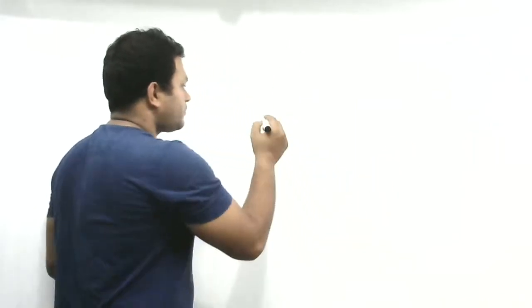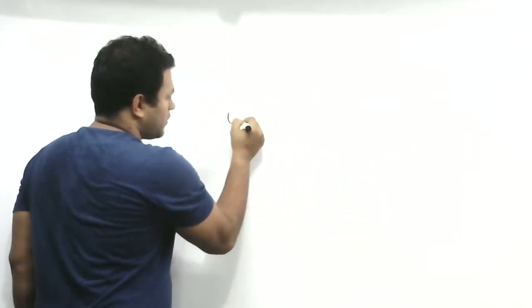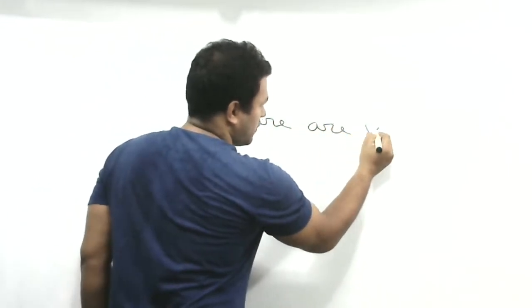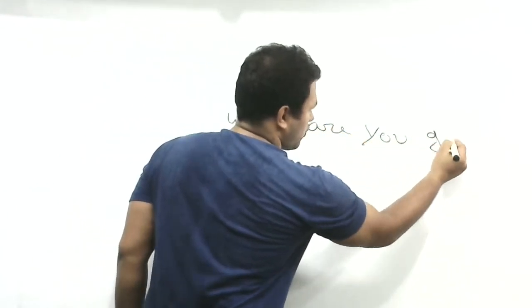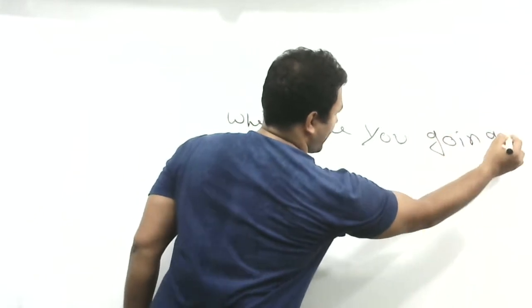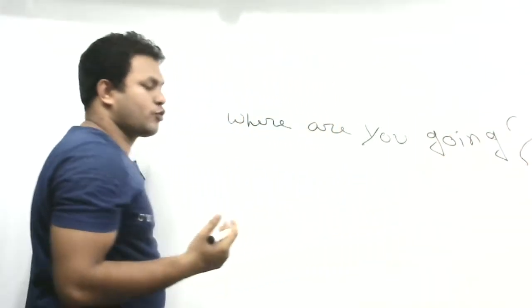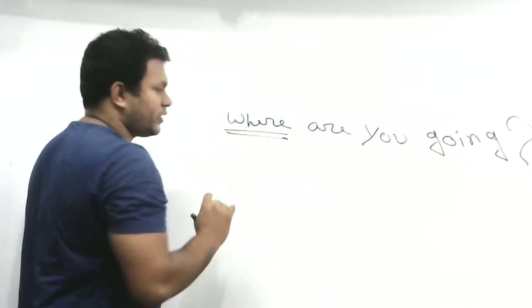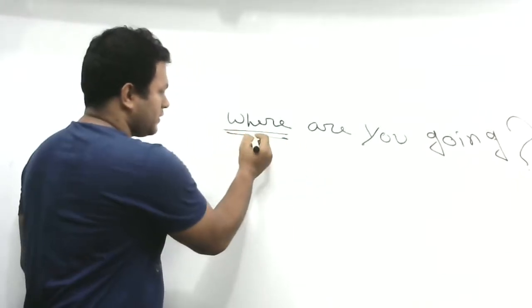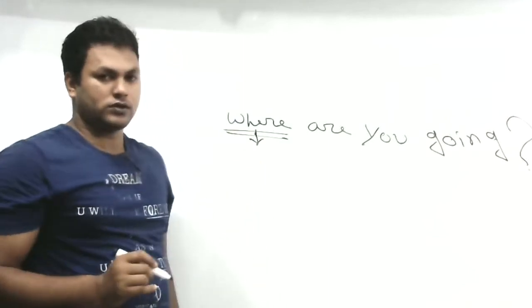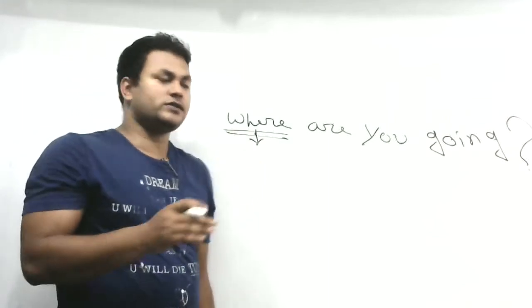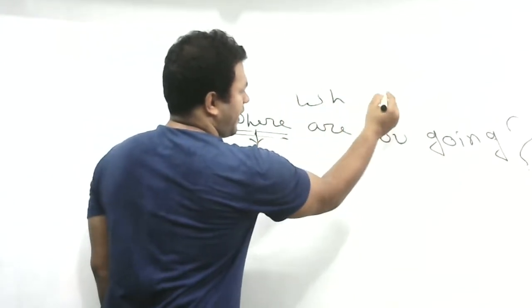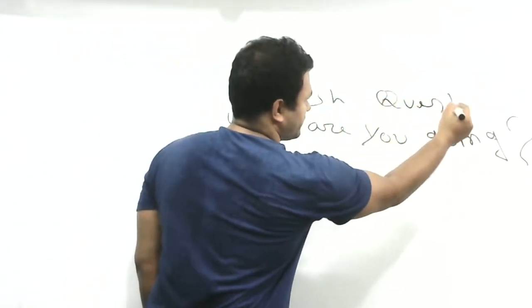Look at here. I am writing, where are you going? Where are you going? Look, the question starts with WH. Look at here, this is a WH word, that means a question word. So if the question starts with WH, then it is a WH question.